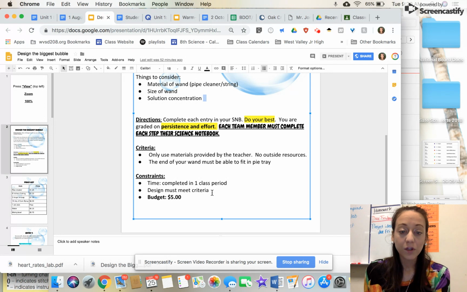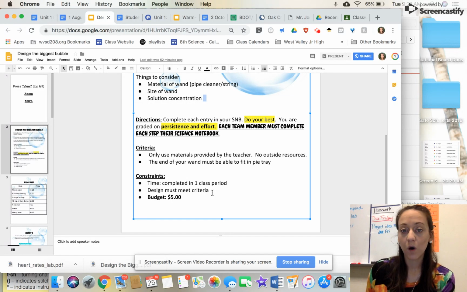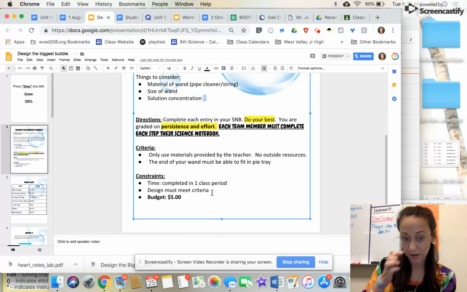Criteria: only use materials provided by the teacher. No outside resources. The end of your wand must be able to fit in the pie tray. Constraints: time, completed in one class period. So we're doing step 1, 2, and 3 the first day, and then the second day we're going to be building and testing. So the build and test day is one class period. Your design must meet the criteria, and you have a budget.